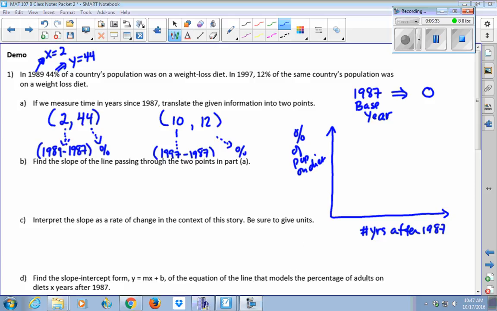Okay. All right. So if we were just to quickly plot those 2 points, we'd go to the right 2 and up, say 44, and then we'd go to the right 10 and up 12. So.